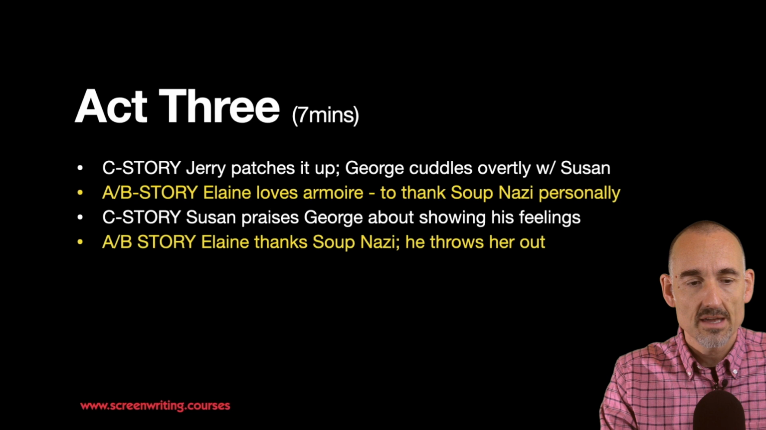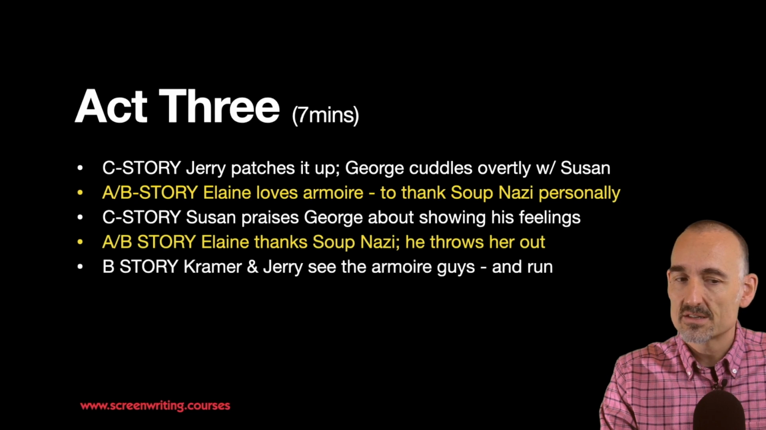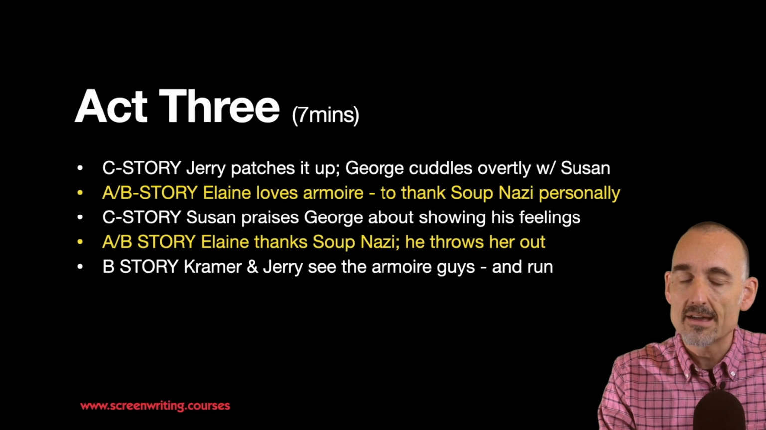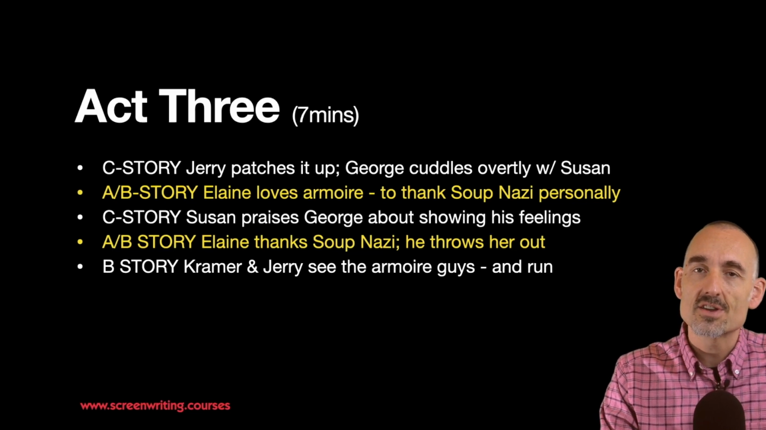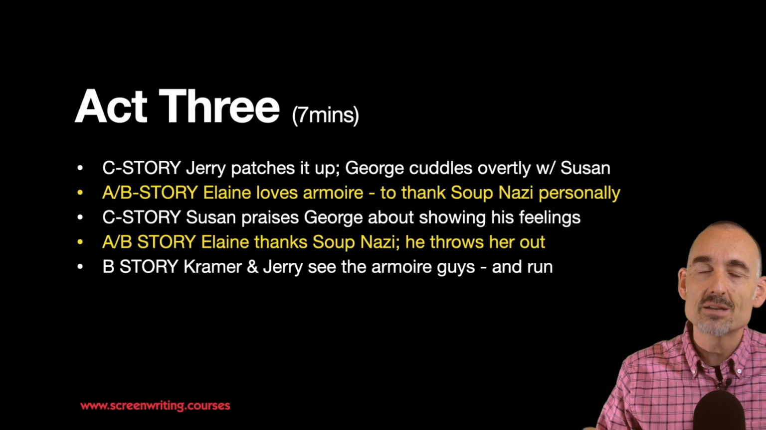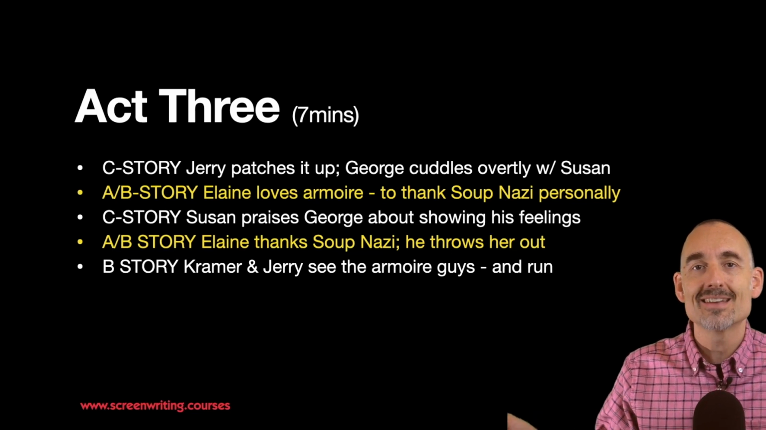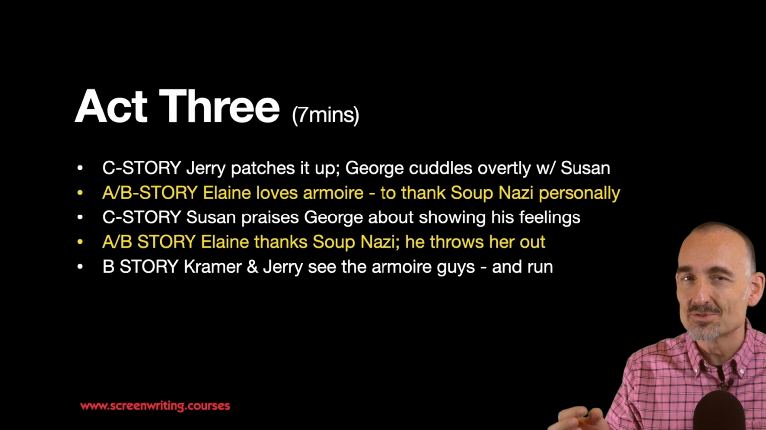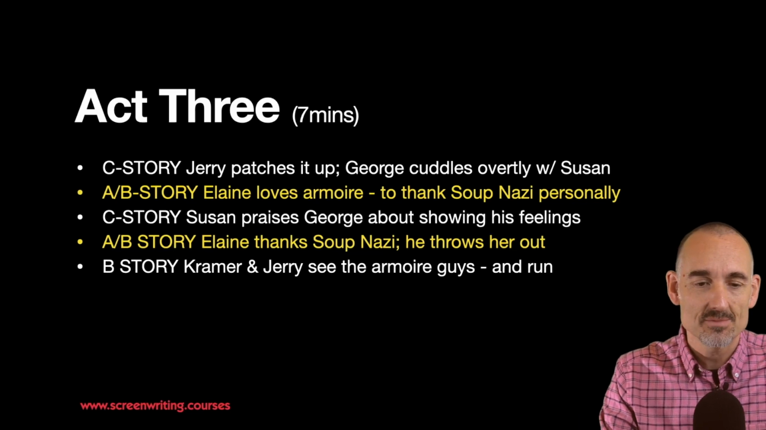Back to C, A-B. And then there's a scene just about the armoire when Kramer and Jerry see the armoire guys, and then both Kramer and Jerry run. Now, this is probably the weakest scene. Why? Because the B story has already been escalated to a combined A and B story. So when you then go back to just B, it doesn't have the same power.